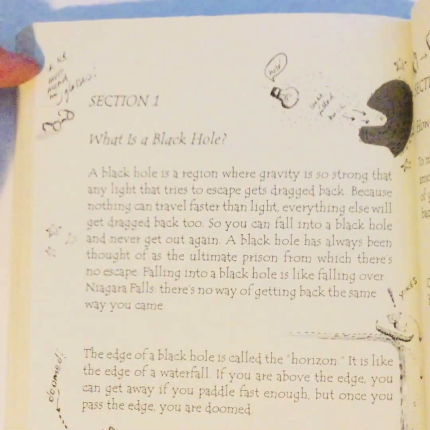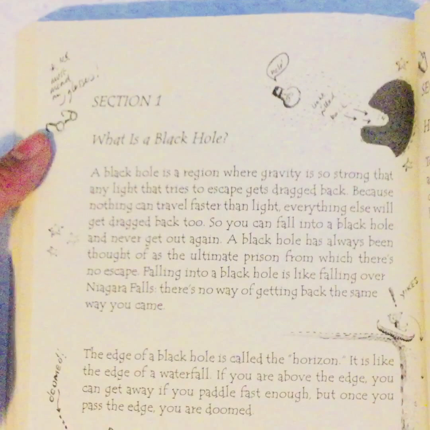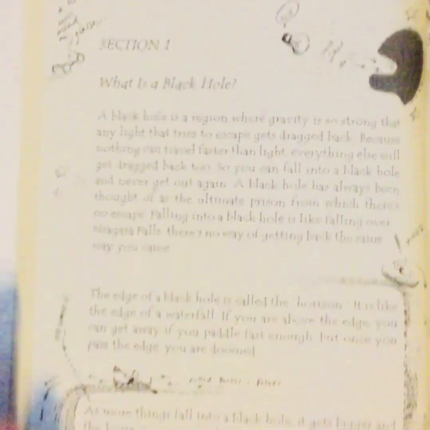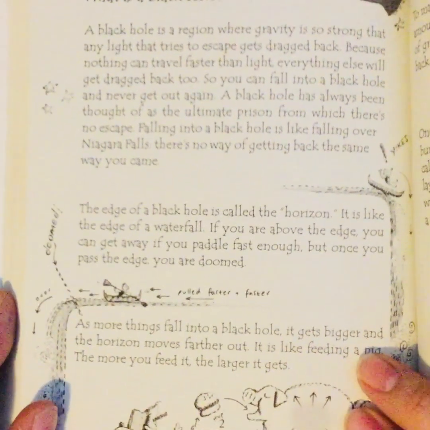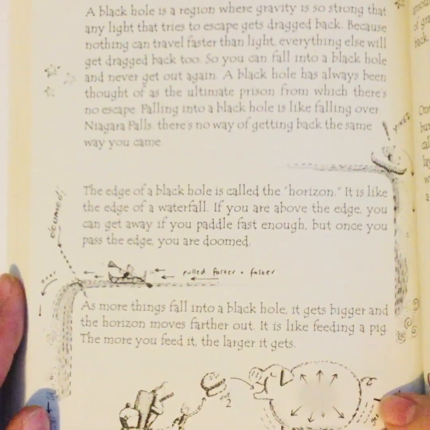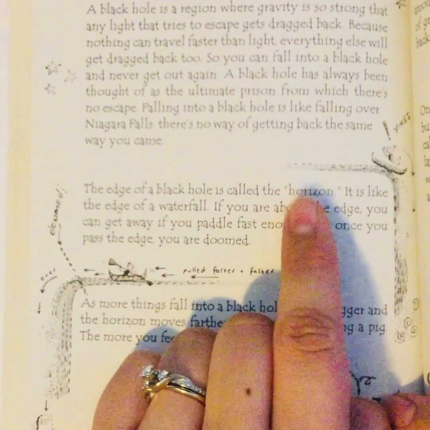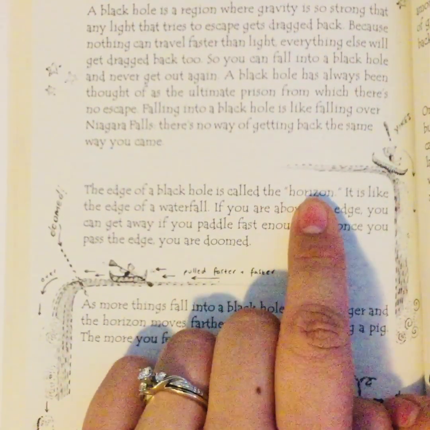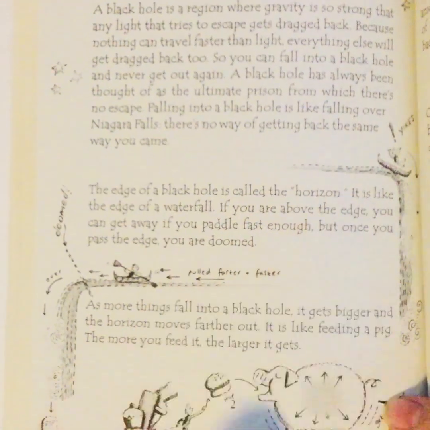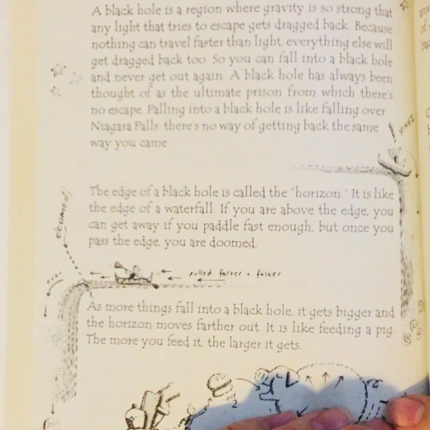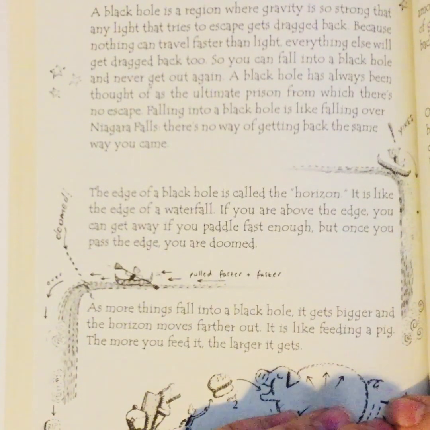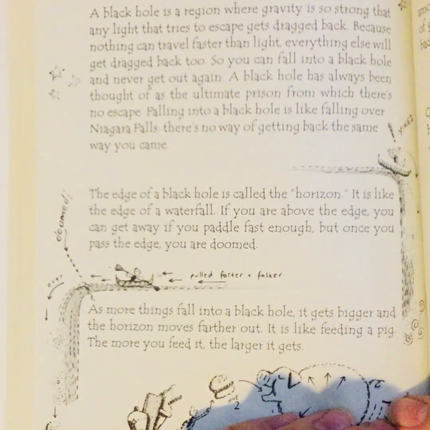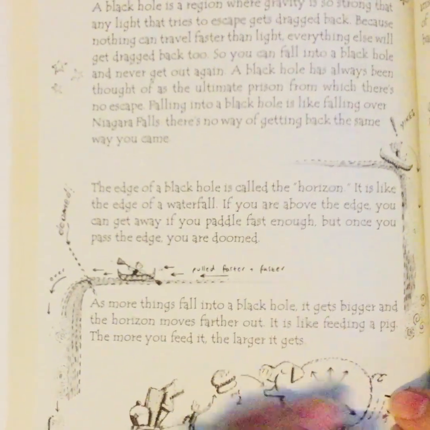As we're reading, I'd like you to look at the illustrations and think about what they're adding to the meaning of the text and why they might even be in here. The edge of a black hole is called the horizon. I want you to note that with horizon, a lot of scientists actually call this the event horizon. So horizon or event horizon. It's like the edge of a waterfall. If you are above the edge, you can get away if you paddle fast enough. But once you pass the edge, you are doomed.